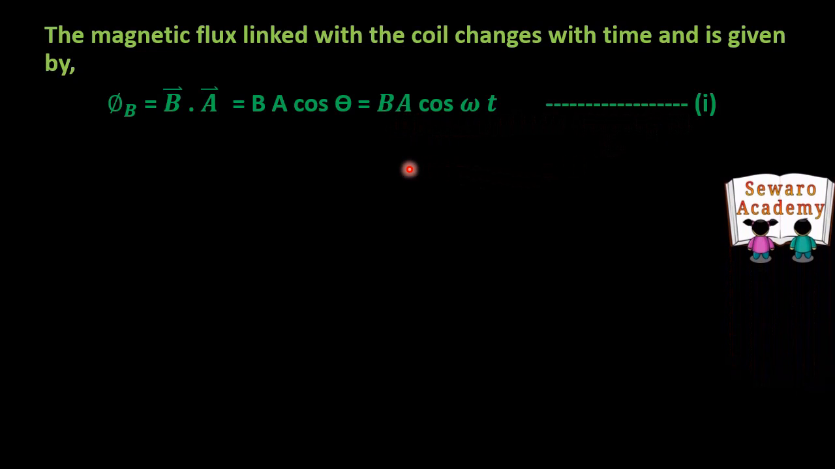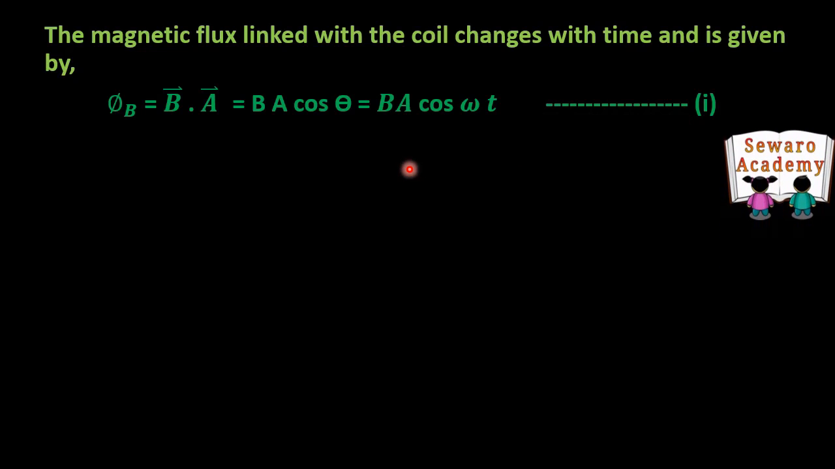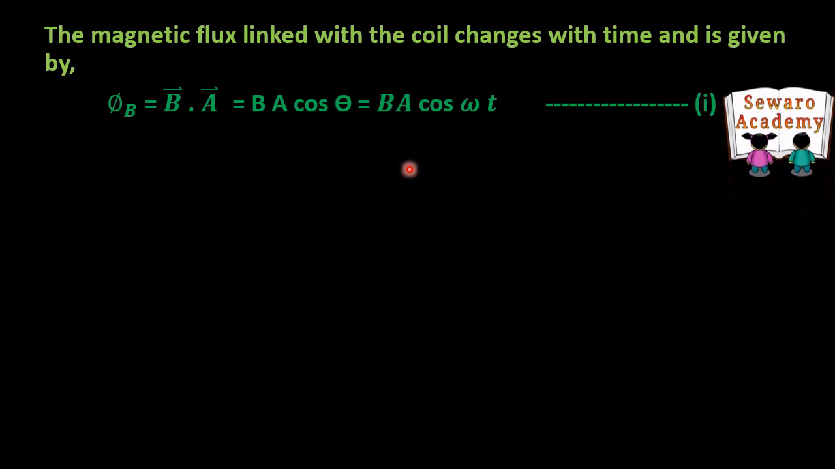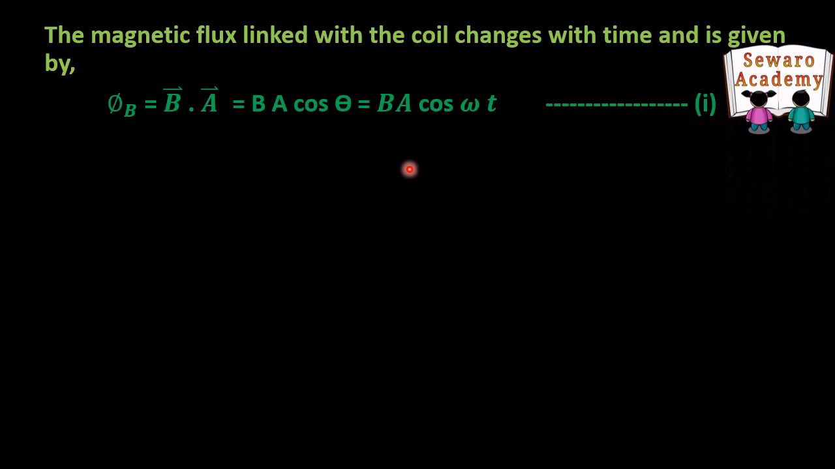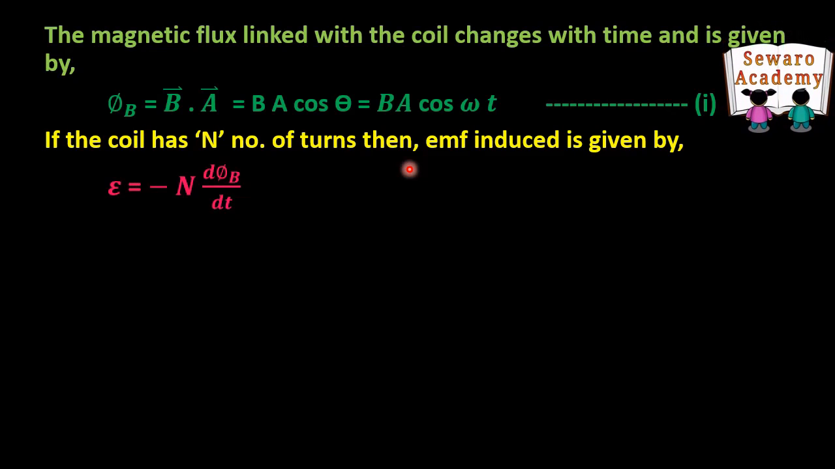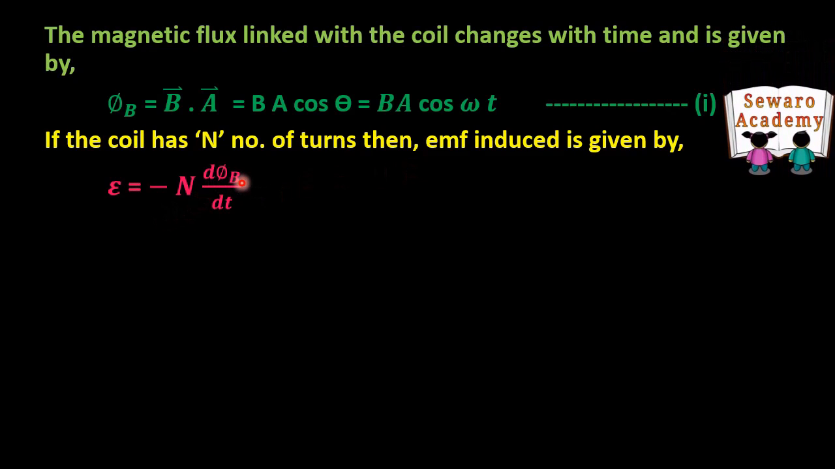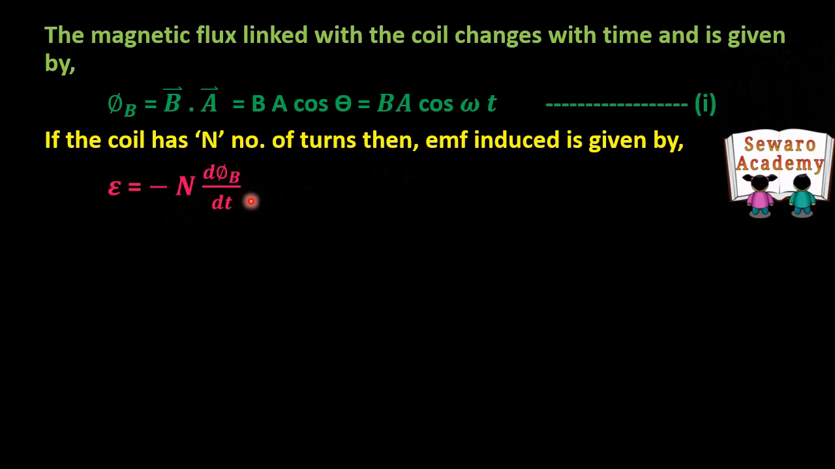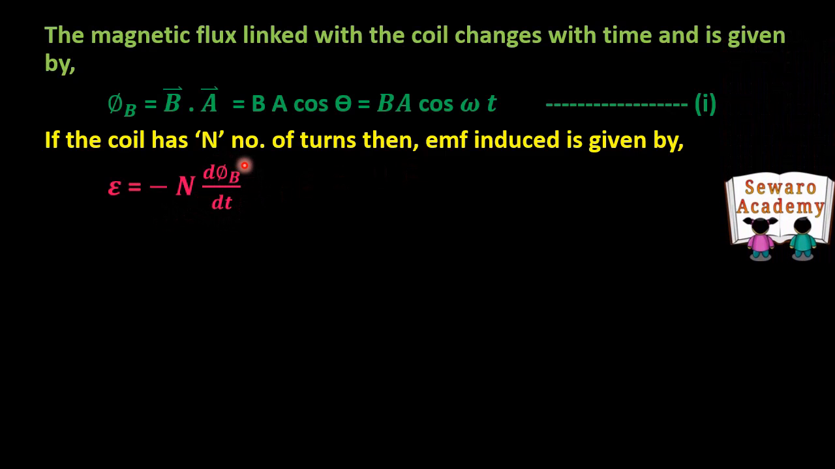Now due to the change in magnetic flux linked with the coil, an EMF will be induced, and if the coil has n number of turns, then the expression for the EMF is given by E equals minus n into d phi b by dt. So this is the rate of change of flux.